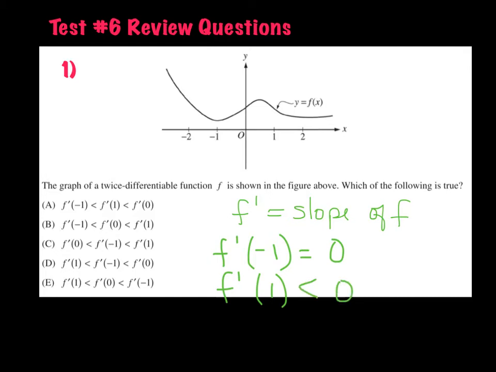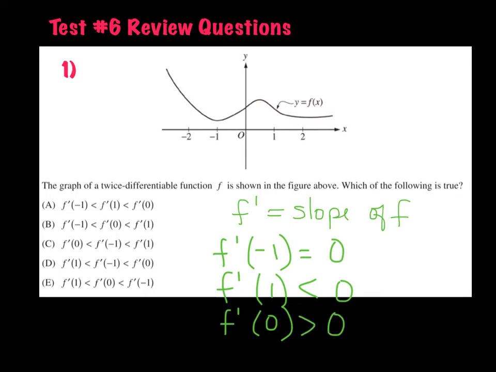And the last one they asked me to look at is f prime of 0. Okay, so at 0, what can I say? Well, at 0, here's my graph, and the graph of f at 0 is definitely increasing. So I would be able to say that my slope is positive.